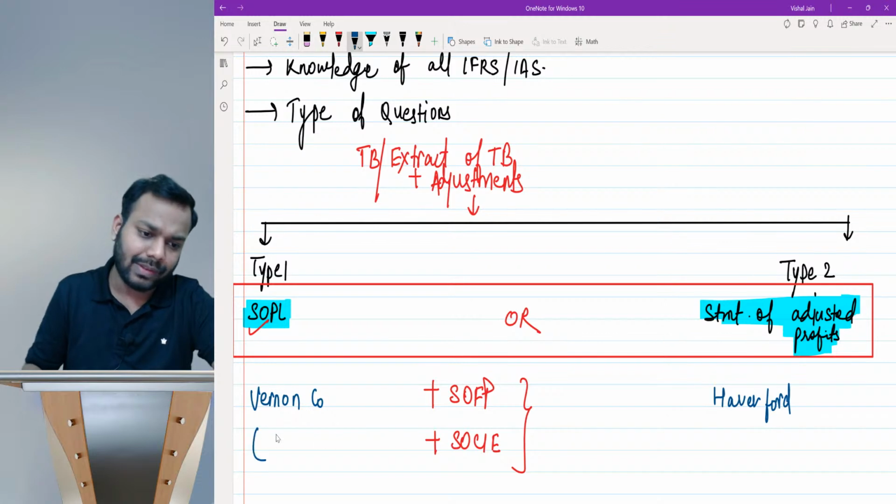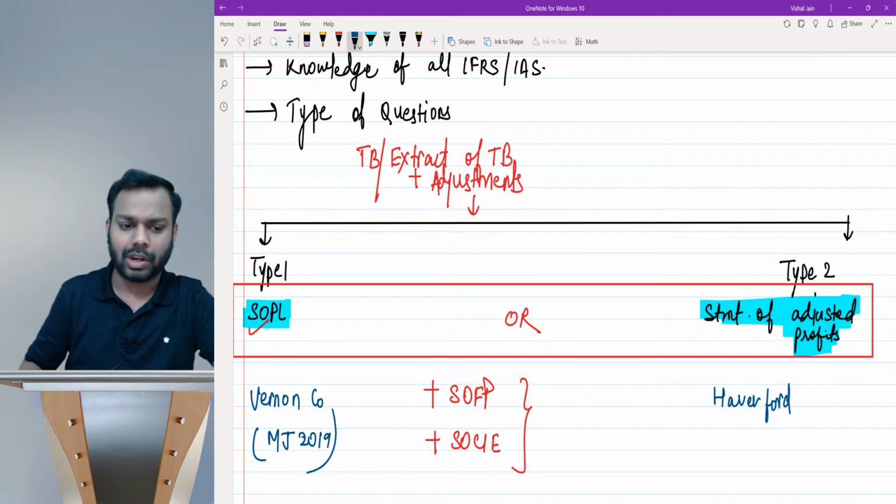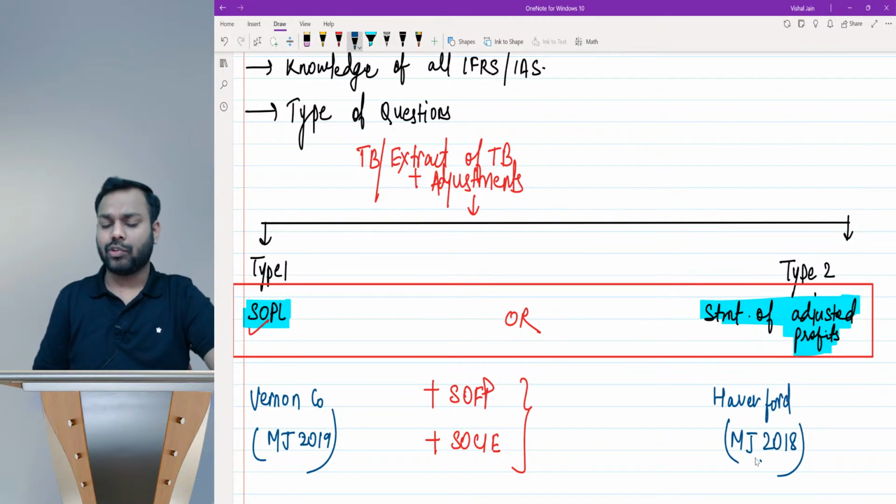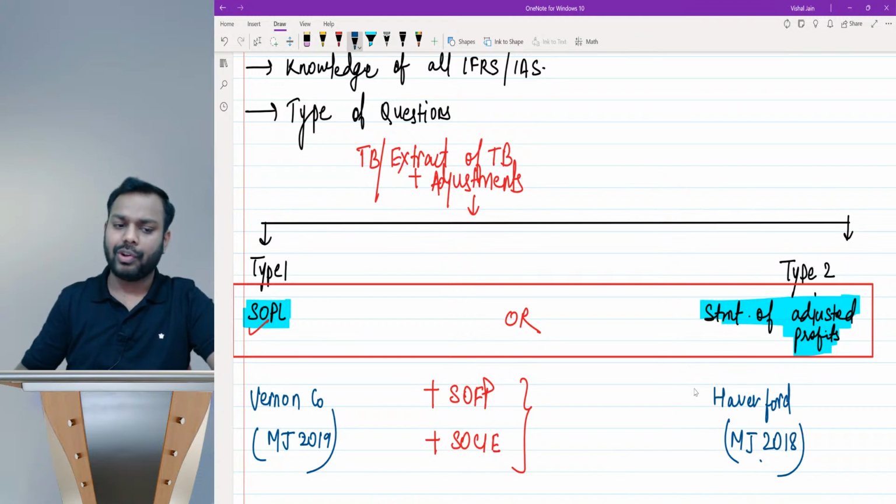Haverford was tested in March, June 2019, and Vernon was tested in March, June 2019, and Haverford was tested in March, June 2018. Okay, it is already tested in the exam, coming up from the past papers, right? So now what we will do is we'll solve Vernon company and we'll solve Haverford company in the class.